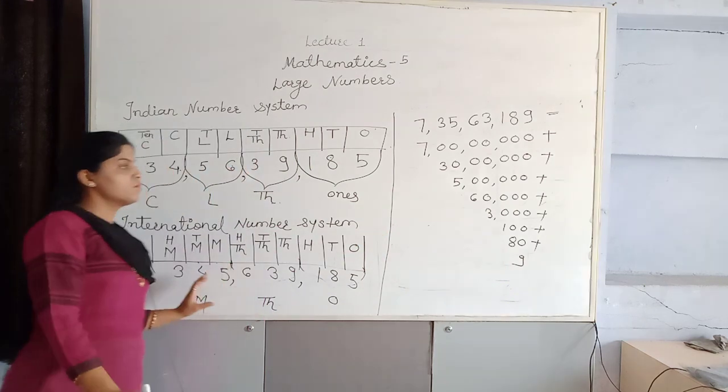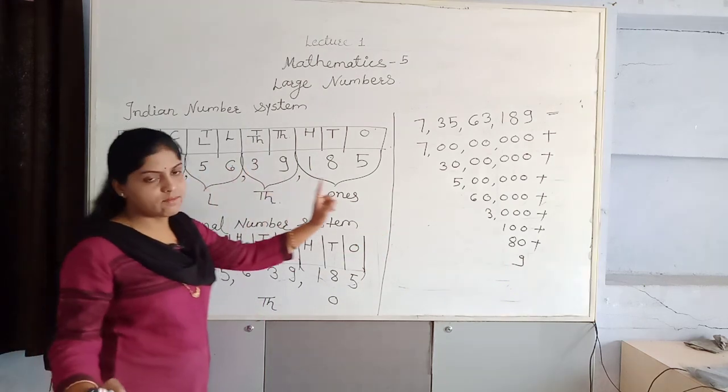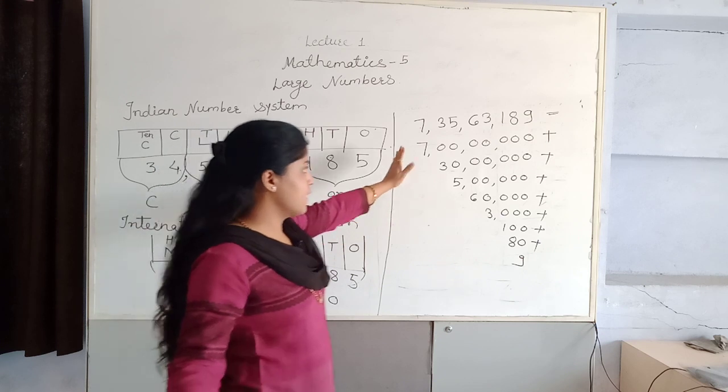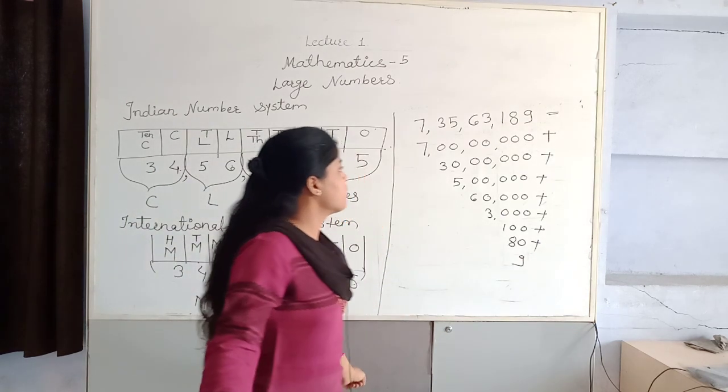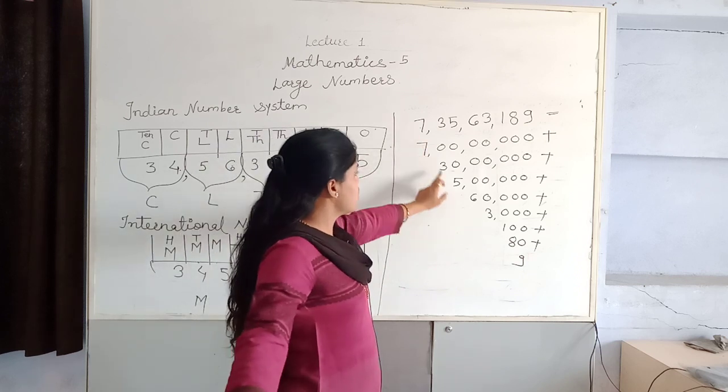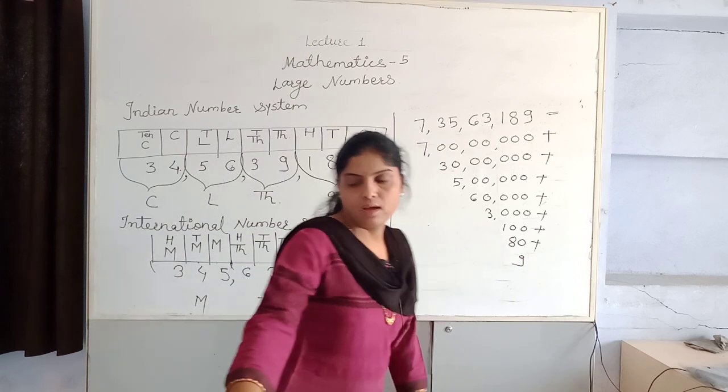There are two methods to write the expanded form. You can write it in one line also, and in this way also. This is called the expanded form of the given number. Here I have written the place value of every digit.